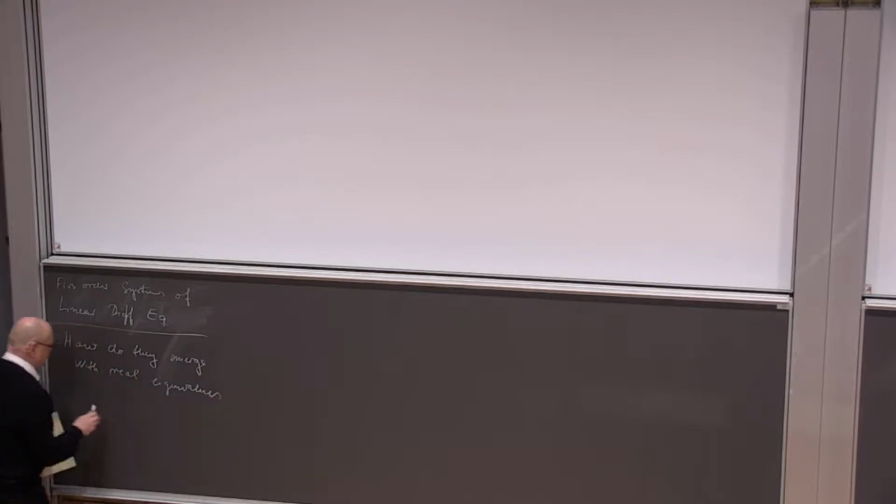And then I will talk about two systems, one where the system matrix, and I'll define that in a while, has real eigenvalues, and one with complex eigenvalues.